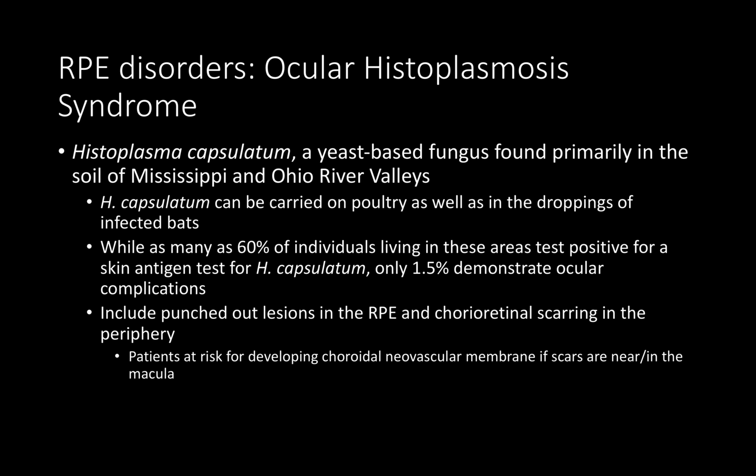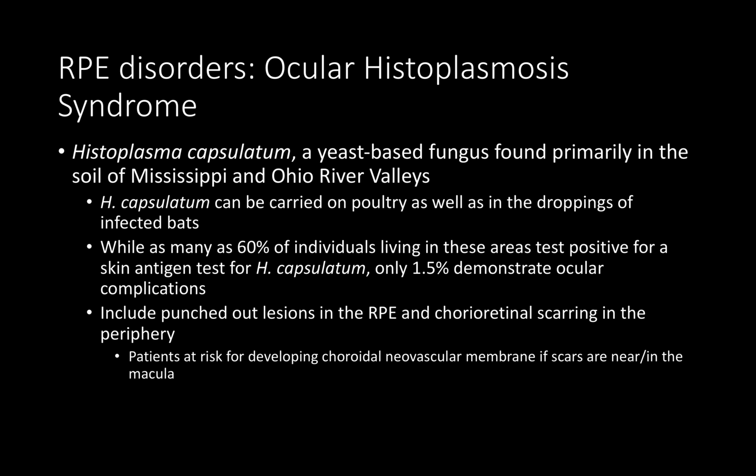The manifestation in the eye is punched out lesions in the retinal pigment epithelium and chorioretinal scarring in the periphery. So you'll have these very singularly characteristic scars, these punched out holes in the RPE. For whatever reason, the fungus attacks the RPE specifically and creates these punched out lesions.